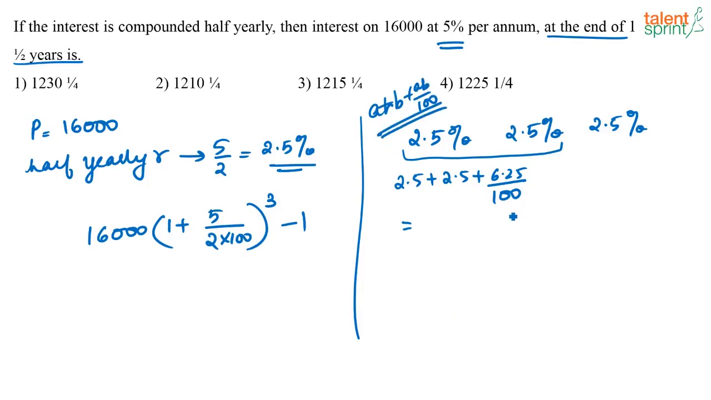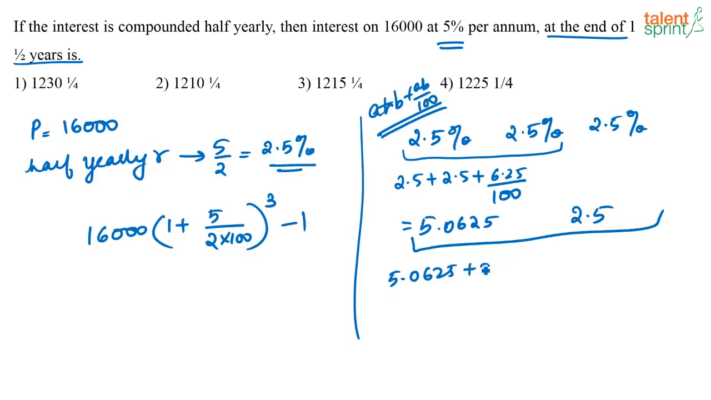So you apply this formula, what will you get? 5 plus 6.25 by 100, that is nothing but 5.0625. So now next you have to find out the effective percentage of this 5.0625 and 2.5. Again, use the same method, that is 5.0625 plus 2.5 plus multiply these two.